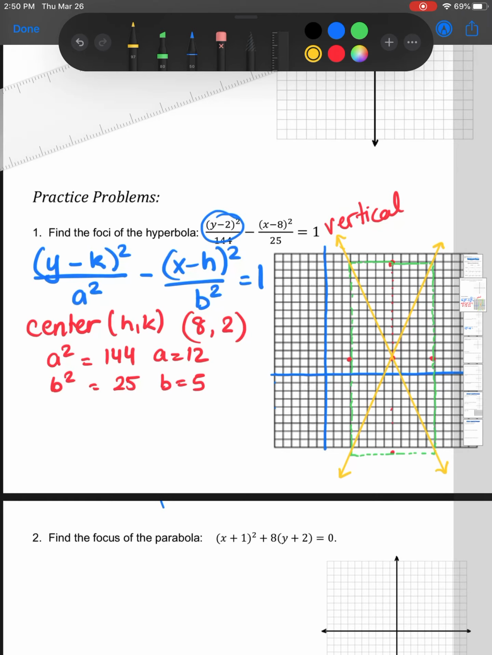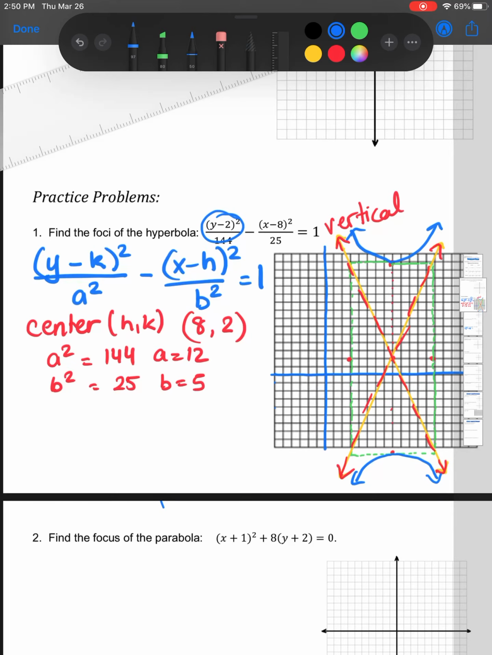I just drew it simple, so let me use a different color to make it dotted. Your asymptotes are always dotted lines. We don't need the equations of those, so we're just going to jump into graphing our hyperbola, right? It's vertical, so it's going to go this way. So that's the complete sketch of the hyperbola.